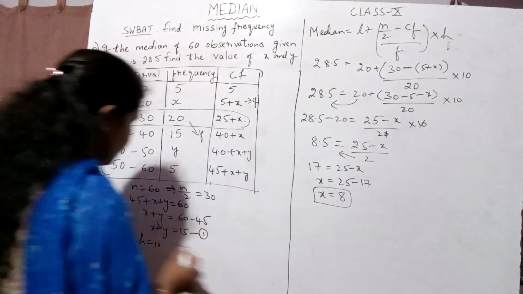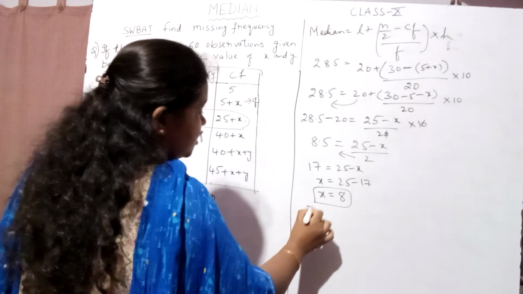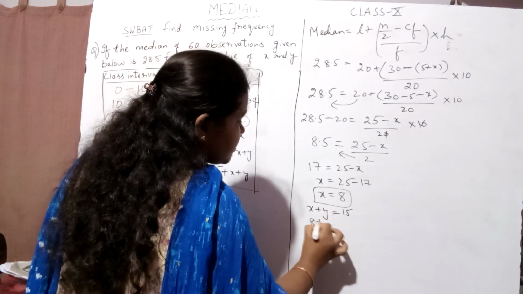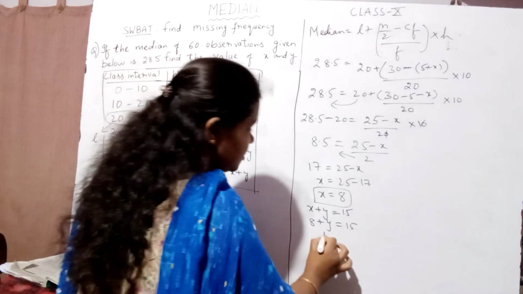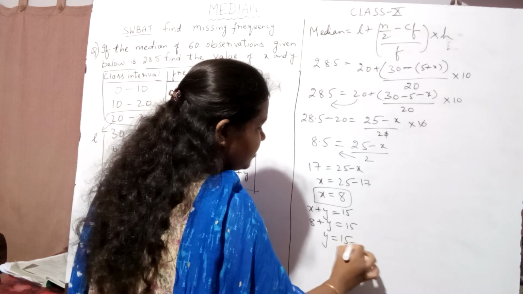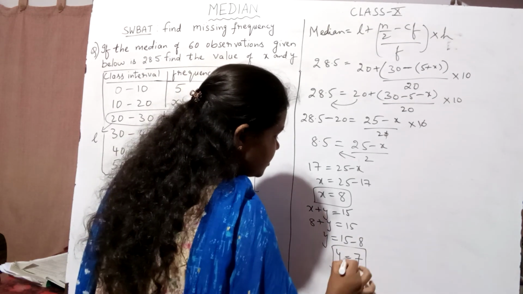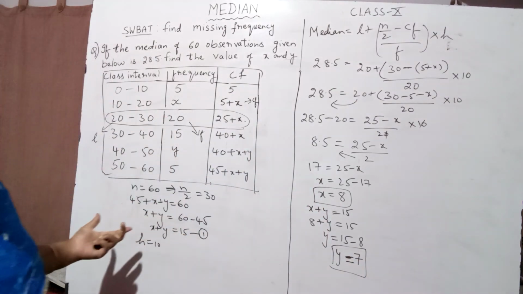Now substitute the value of x in equation 1. So you will get x plus y is equal to 15. So x is 8. 8 plus y is equal to 15. So from this you can write y is equal to 15 minus 8. So y is equal to 7. So we got the values of x and y. x and y are the missing frequencies. So in this way we have to find out.